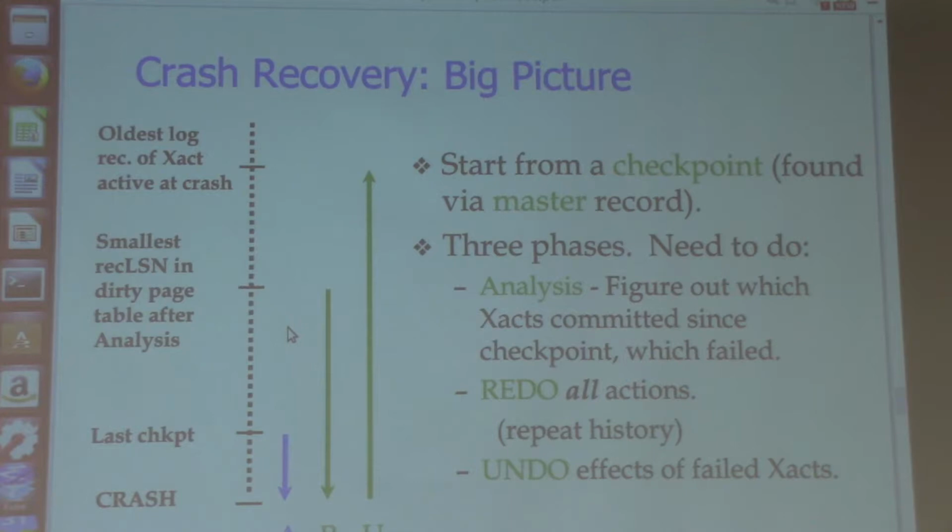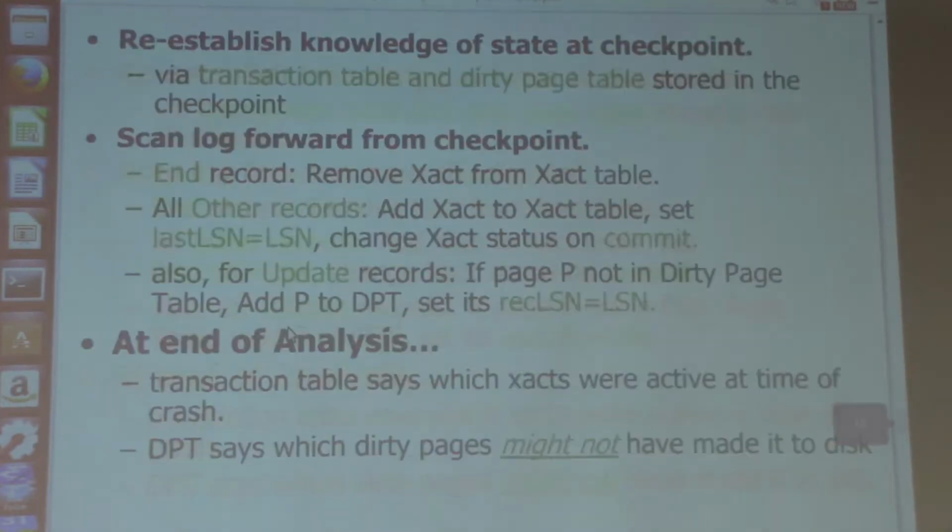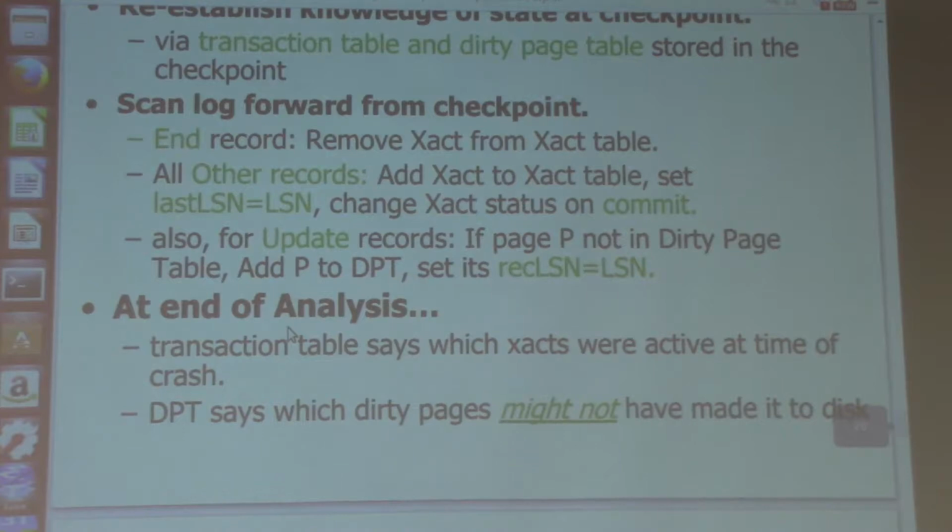Where do we use TT? We use TT for undo, because you need TT to figure out what are the transactions that are still active at the time of the crash. So how exactly do you recover TT and DPT using the log record? This is what you do. You scan the log forward from the checkpoint.